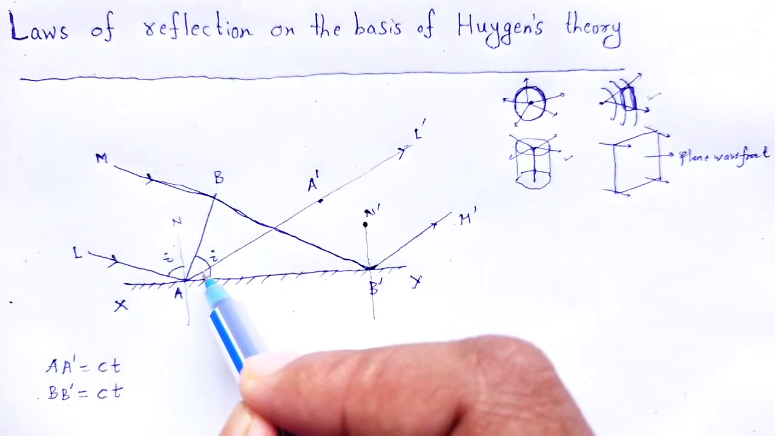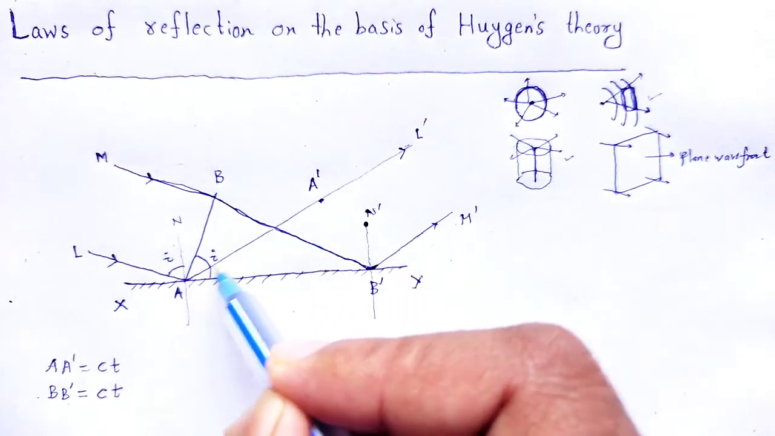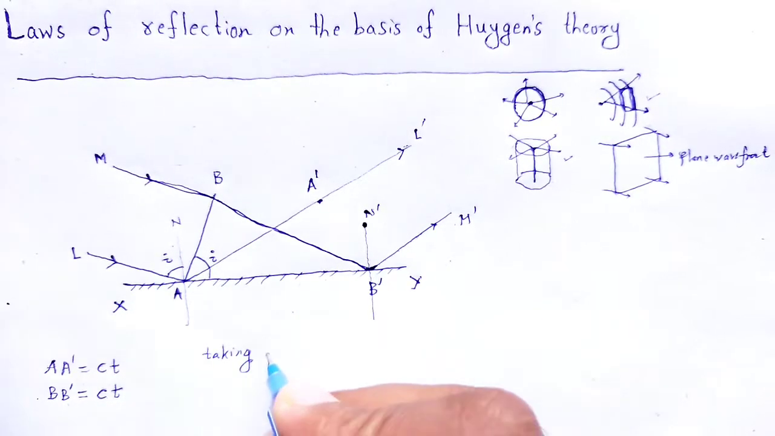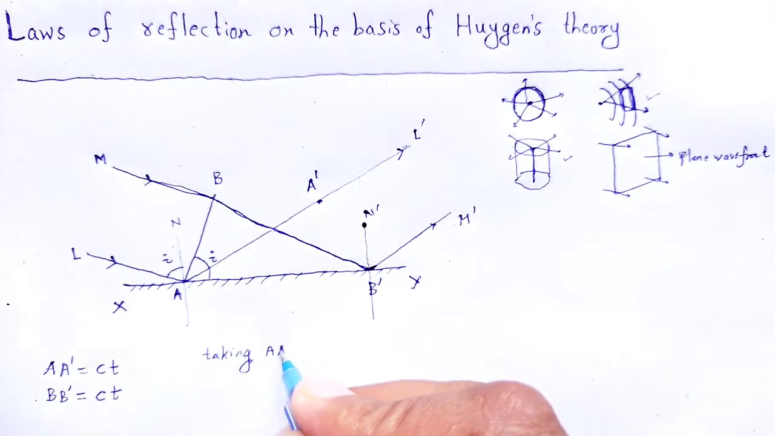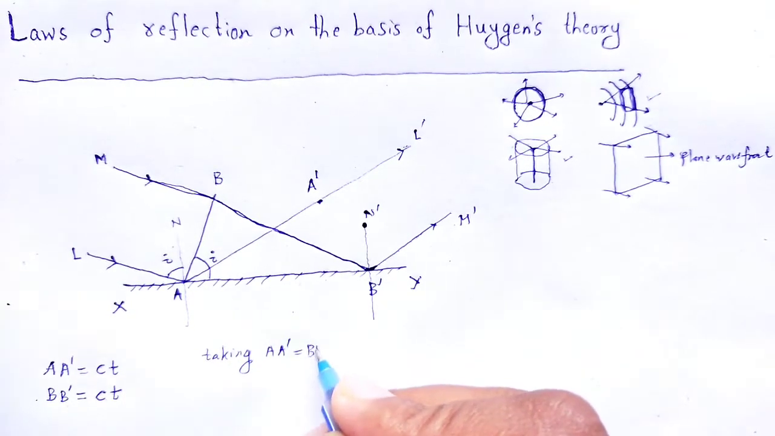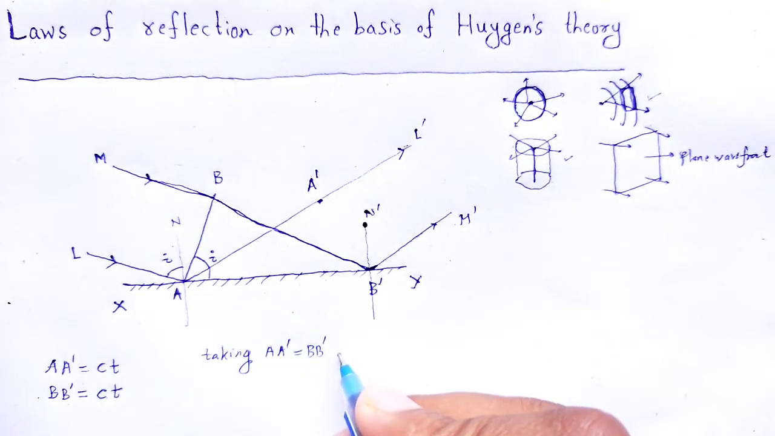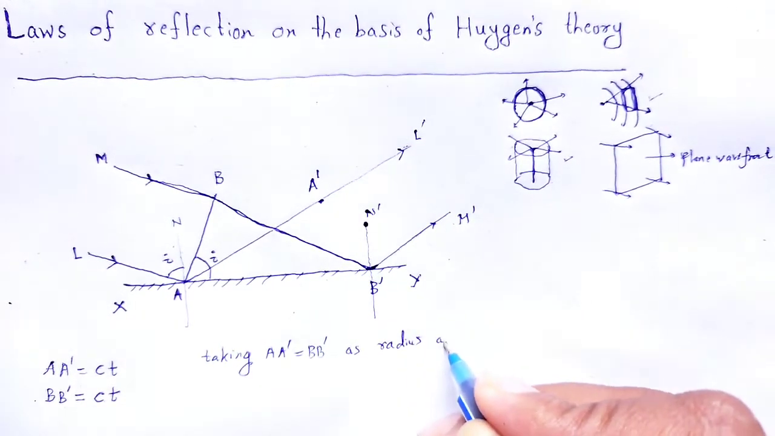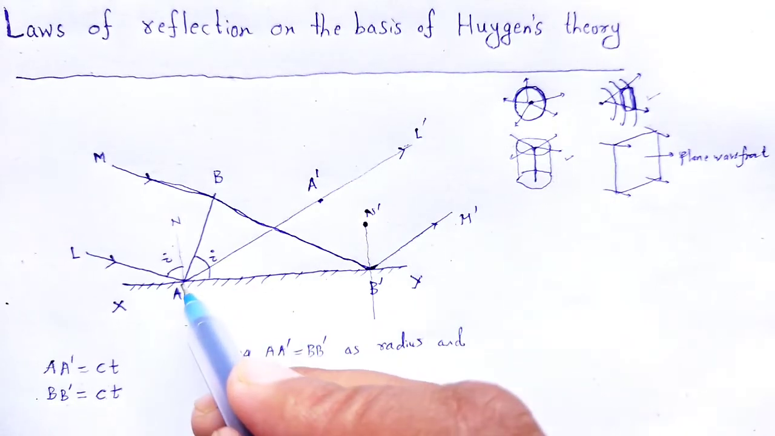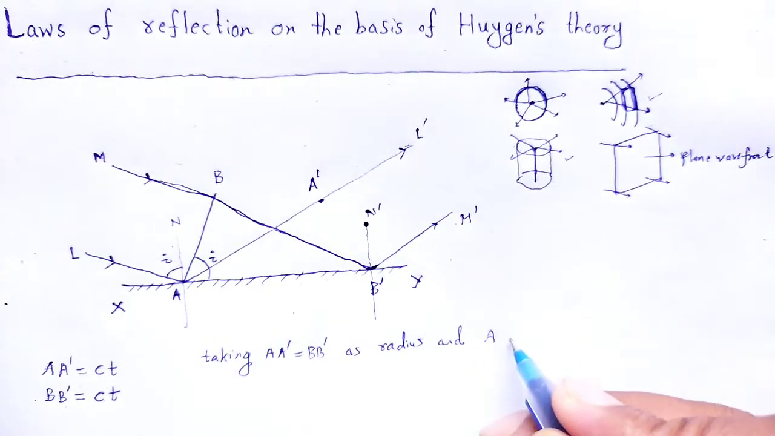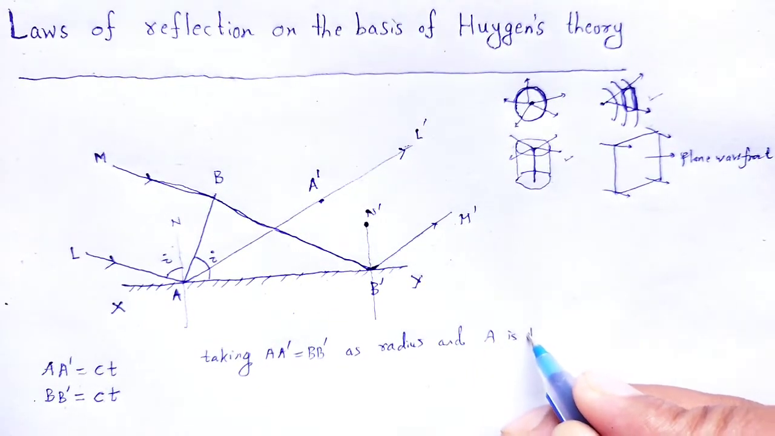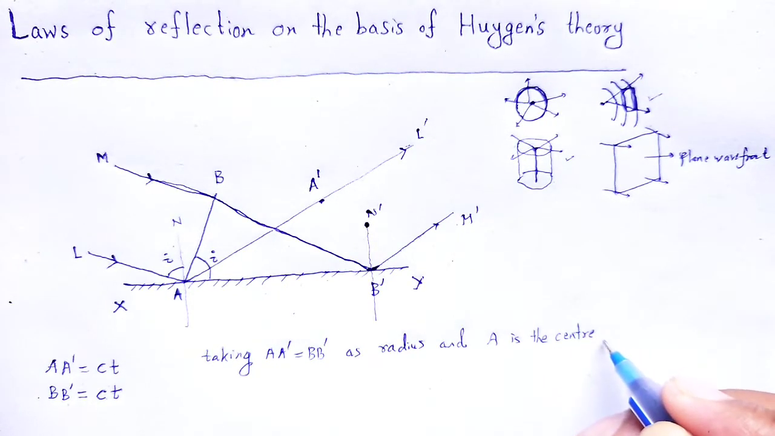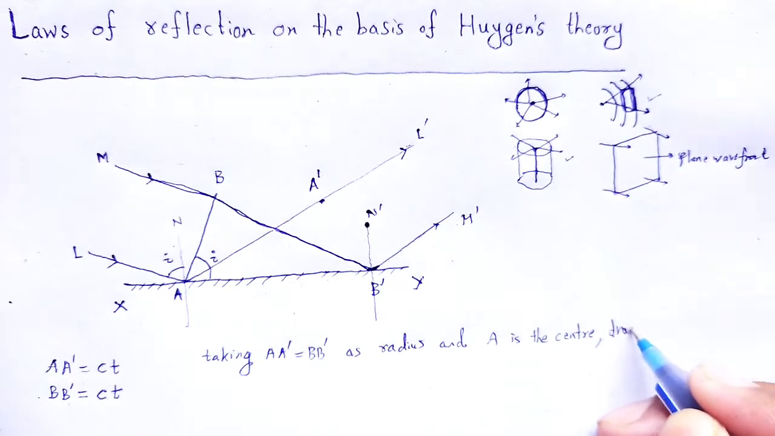Taking A A dash, which is equal to B B dash, as radius, and A as the center, draw the sphere.